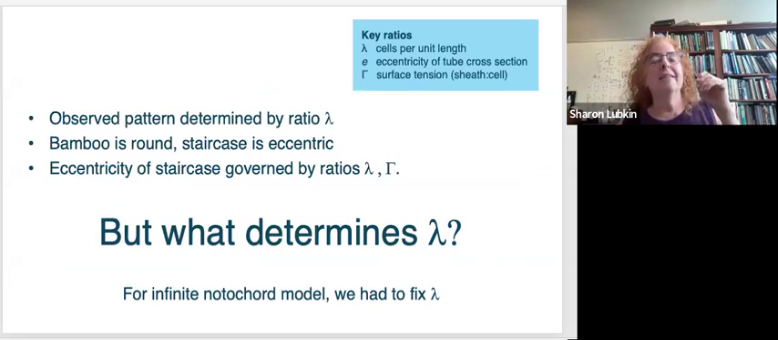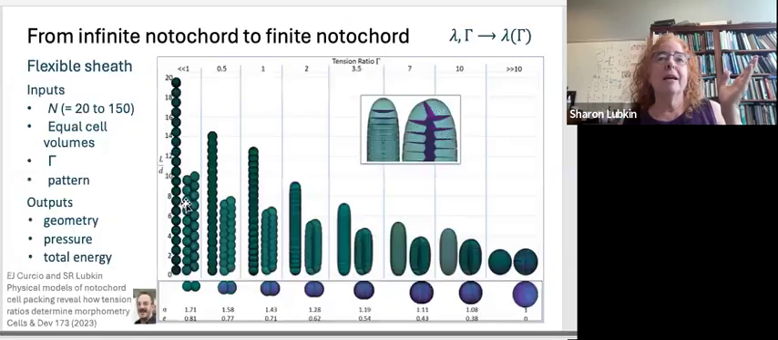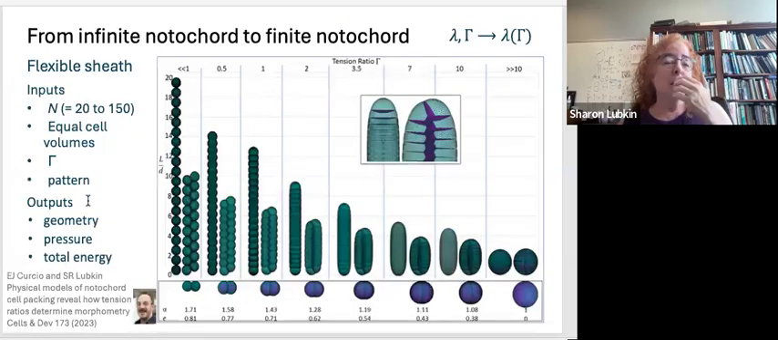So we looked then at a model that doesn't predetermine lambda, because we're using a finite length notochord with a finite number of cells. And we looked at a broad range of n for the cell packing, and we were not assuming periodicity of the minimal energy solutions, but finding minimal energy solutions in a particular topology for a particular tension ratio and a particular n number of cells.